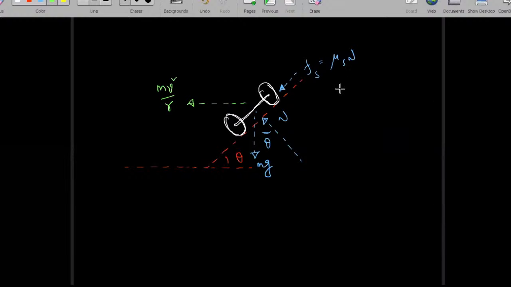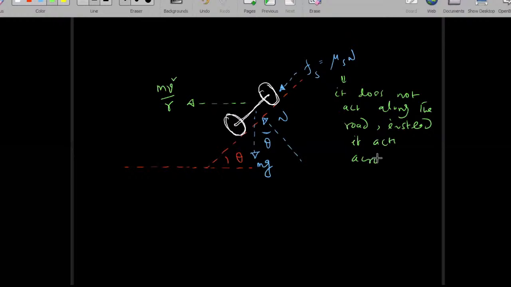So the thing I said here, this friction, it does not act along the road. Instead, it acts across the road. I will explain what is along the road and what is across the road.